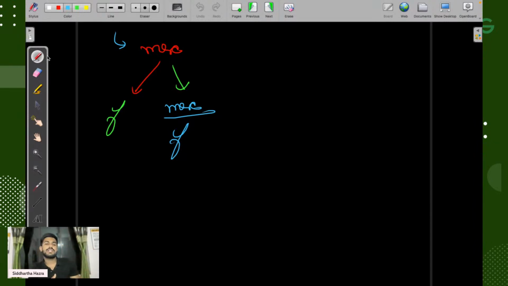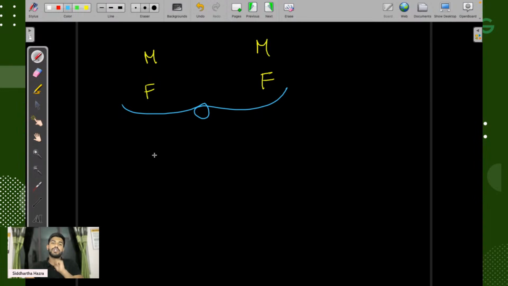Okay, what about that condition? So we would cater that condition too. So that condition would be that, say, suppose I have here a male and a female, and here I have a male and a female again. So the pairs, suppose we want two children. Okay, so suppose it is just like this.